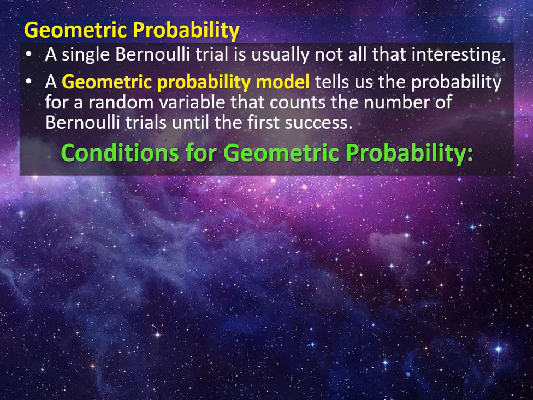Something is a geometric probability model if our question is asking me how long does it take for me to be successful. I kind of think about this: geometric, you'll hear me say this a lot, is go until. Go until you have a success. I'm going to stand here and I'm going to shoot free throws until I actually make one. We might be here for a while.